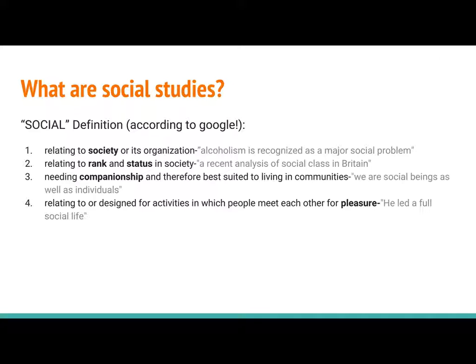Three was needing companionship and therefore best suited to living in communities. We are social beings as well as individuals, and everyone is probably more social or less social than the person next to them. It's very unique. The last one says relating to or designed for activities in which people meet each other for pleasure. He led a full social life. So there's this idea of socialness bringing us pleasure or happiness or joy.